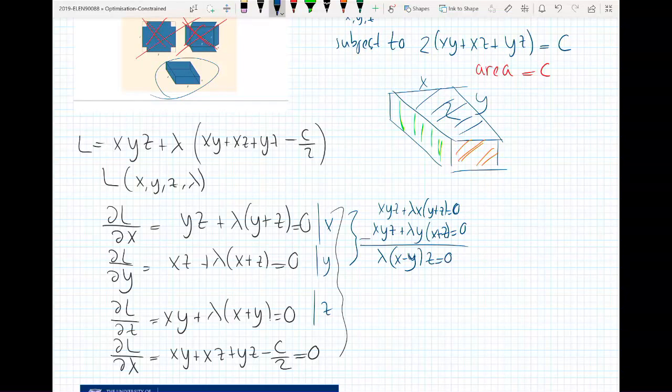So that means y equals x. And if you do it in pairs, you get x equals y, y equals z, then x equals z. So you get they are all equal. So we actually get x equals y equals z. So it's a cube.